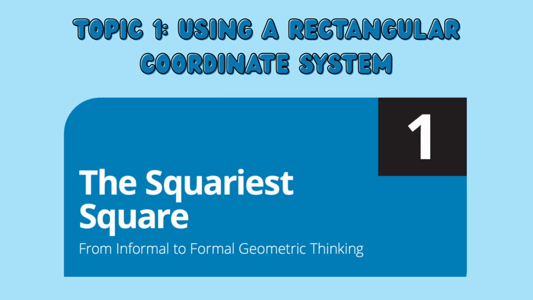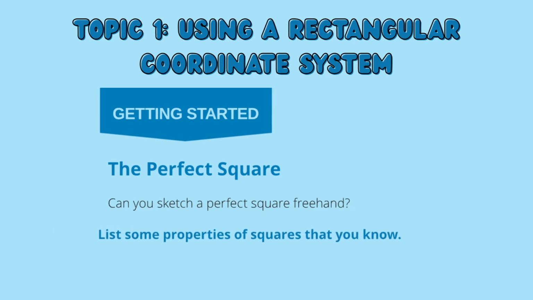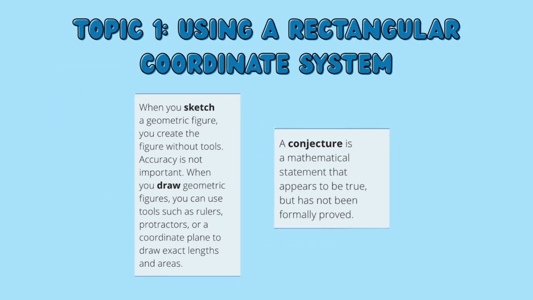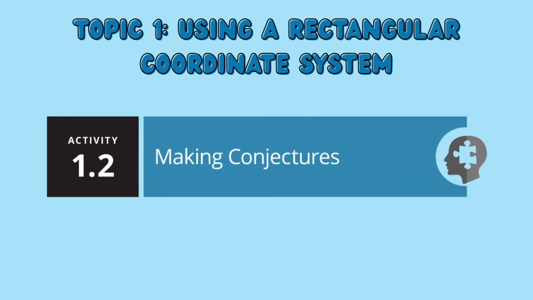Lesson 1, The Squariest Square, from informal to formal geometric thinking. In this lesson, students will recall properties of geometric figures. They will then understand that the results of measuring tools can be useful in composing a conjecture. However, they are not an acceptable form of mathematical reasoning to validate the conjectures. Lastly, they will make geometric conjectures and use mathematical reasoning to validate it.